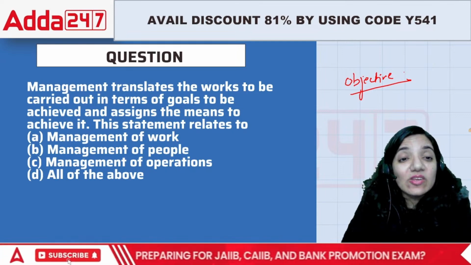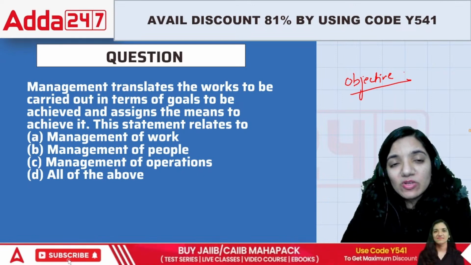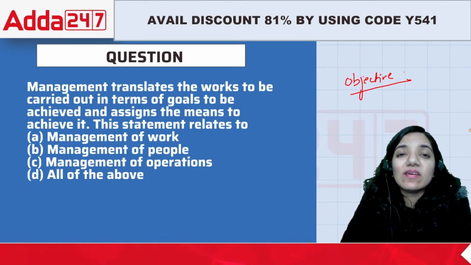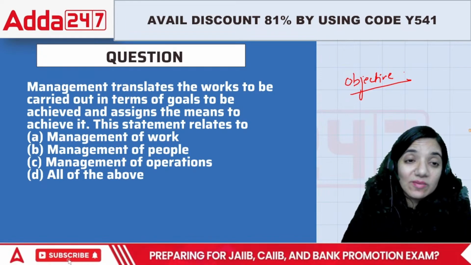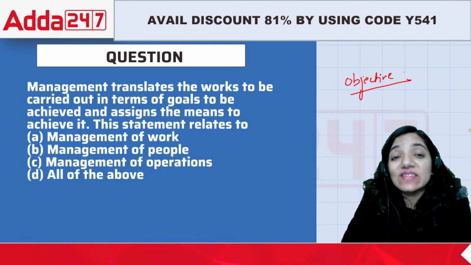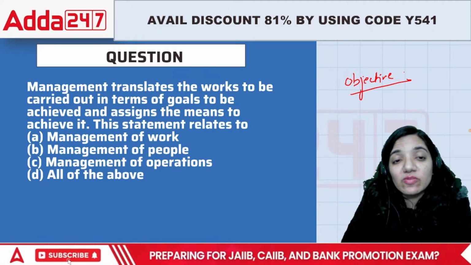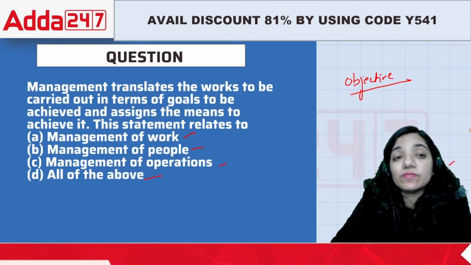Okay, here comes the second question, which says that the top level management is going to make up the goals, and after making the goals, the middle level is going to simplify it for the lower level so that they can achieve it. Now the breaking up is done by them. So in this case, management translates the work to be carried out in terms of the goals to be achieved and assigns the means to achieve it. This statement relates to management of work, management of people, management of operations, or all of the above.